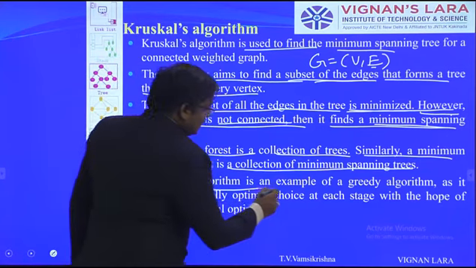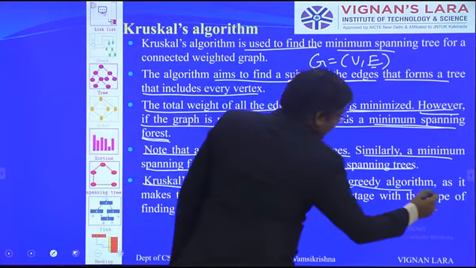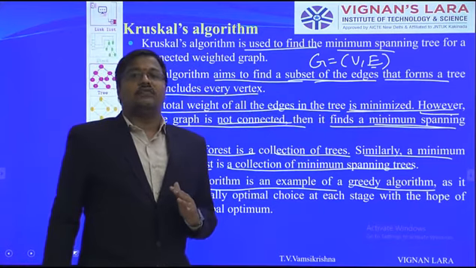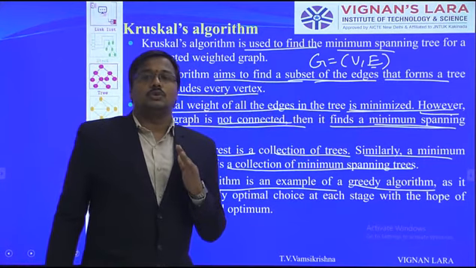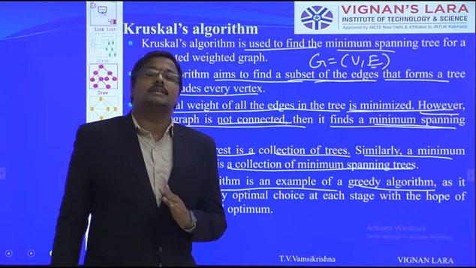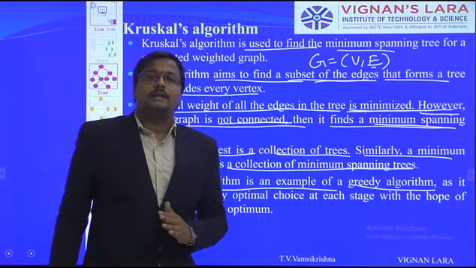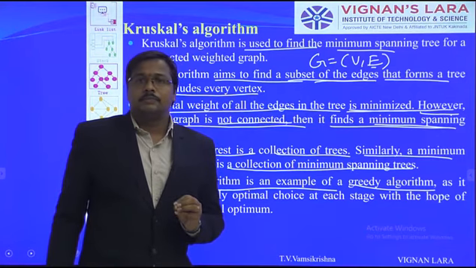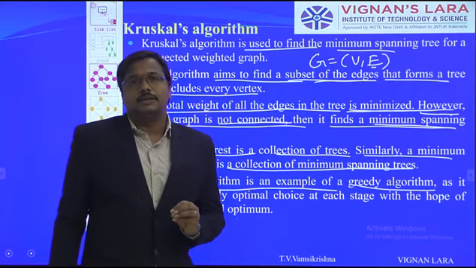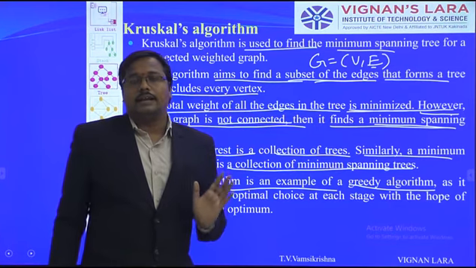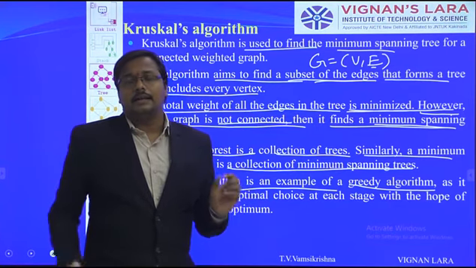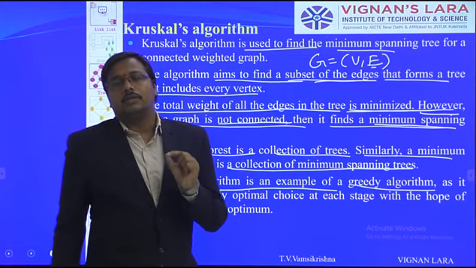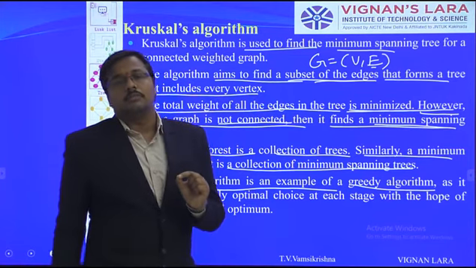Kruskal's algorithm is an example of a greedy algorithm. That means here also we need to find feasible solution sets. A feasible solution set is nothing but connecting all the vertices in the graph by selecting minimum edges. When we select the minimum edges, we get a feasible solution set. In that, we get only one optimal solution. The optimal solution gives the minimum cost.